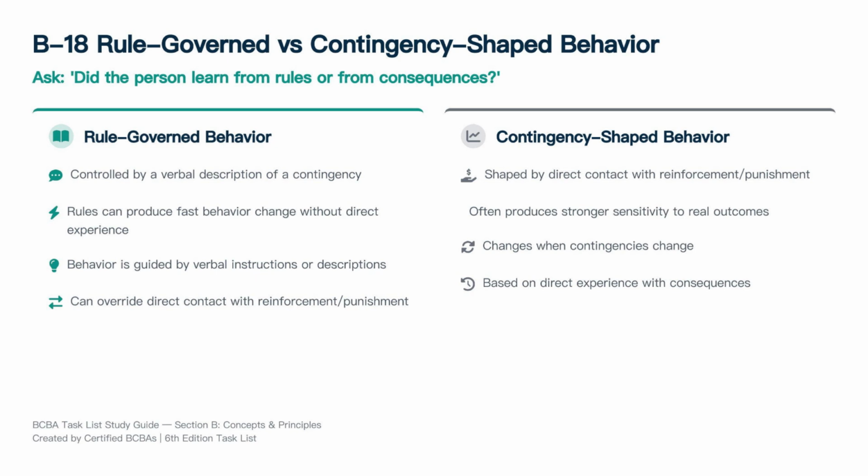For rule-governed versus contingency-shaped behavior, your first question is simple. Did the person learn the behavior mainly from a verbal description of contingencies, or mainly from contacting consequences directly? Rule-governed behavior can change quickly even without direct experience, while contingency-shaped behavior is built by real reinforcement or punishment and tends to track changes in outcomes more tightly.